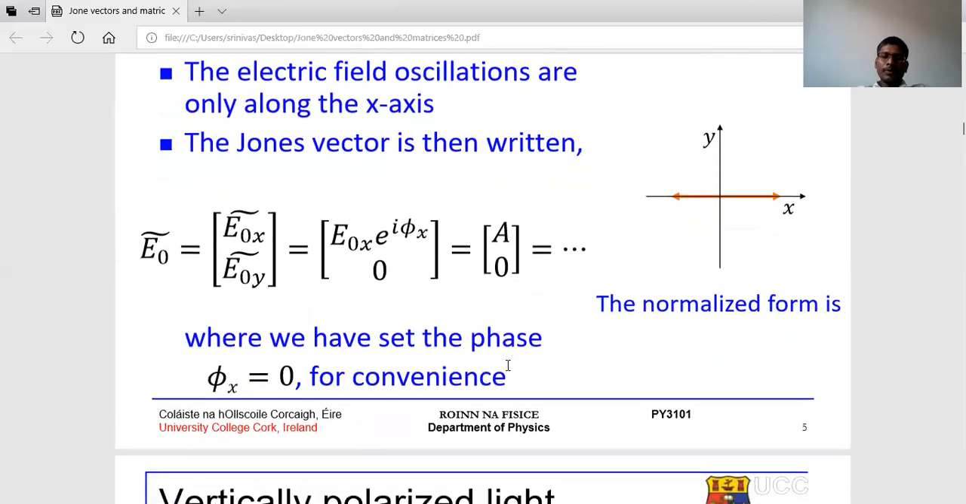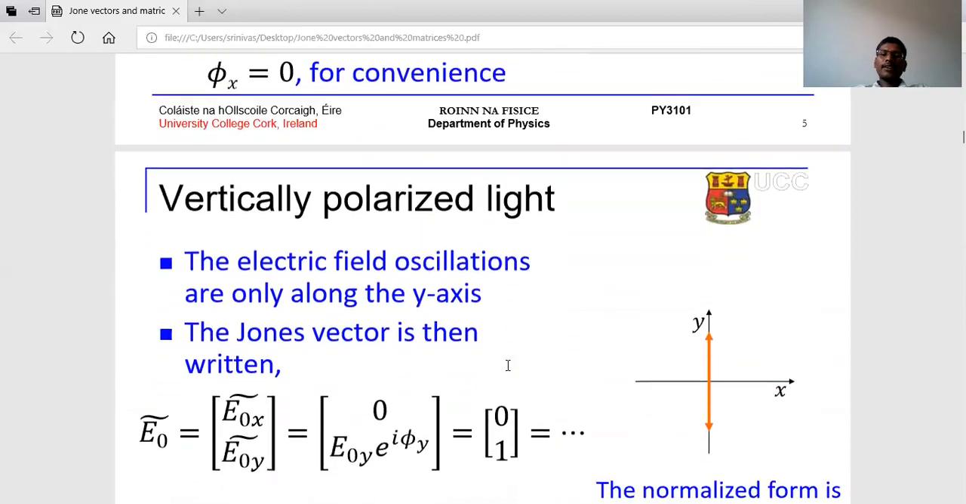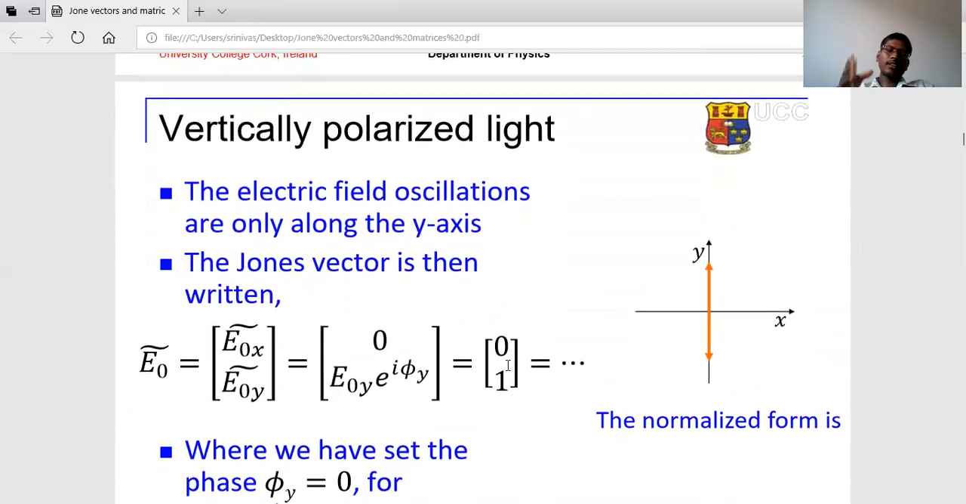Next we go to vertically polarized light, taken along the y-axis. The electric field vector oscillations are only along the y-axis, and the Jones vector can then be written as 0 along the x-axis and E naught y e^(i phi y) for the y component. That's why we write it as (0, 1), where we have set the phase phi y equal to 0.